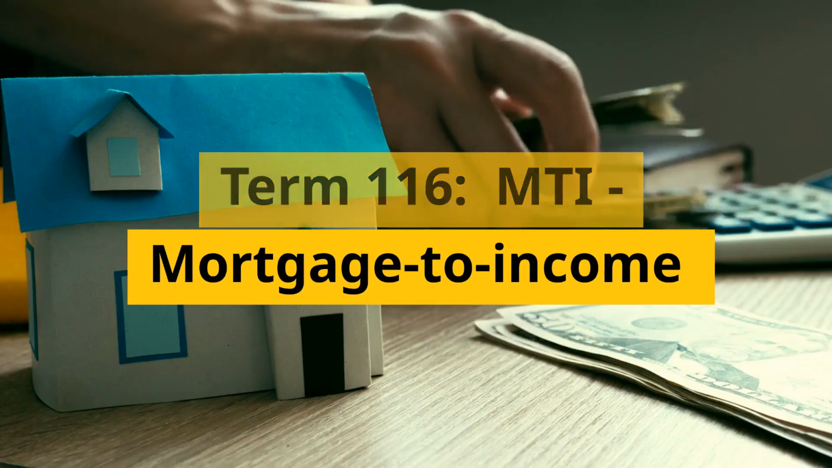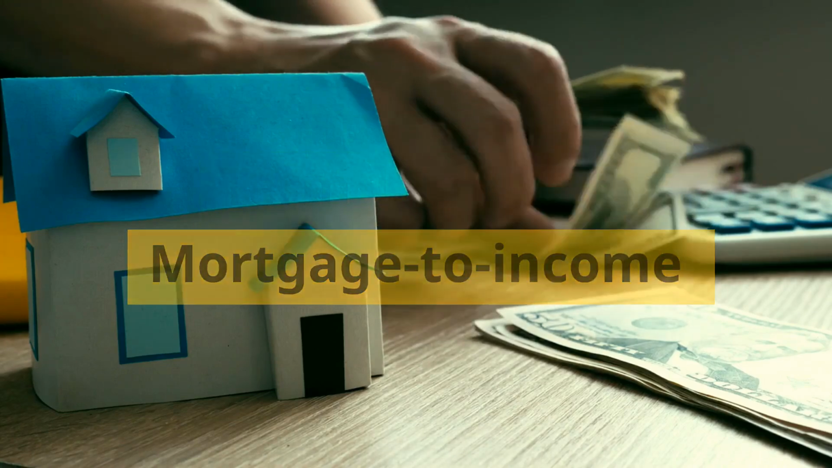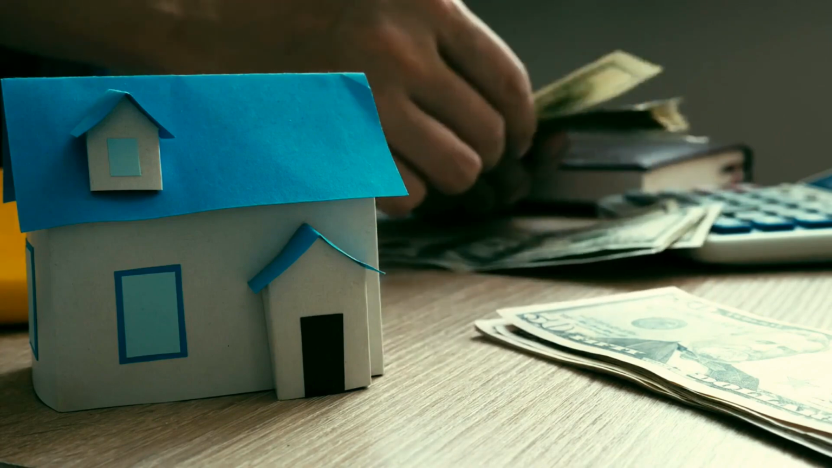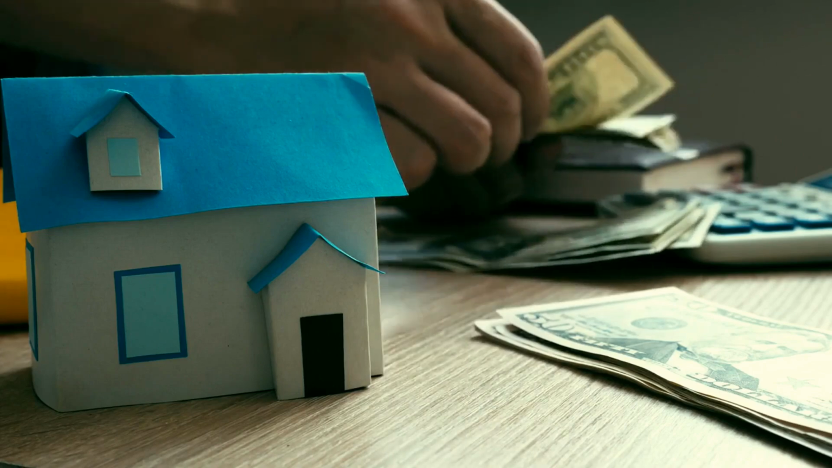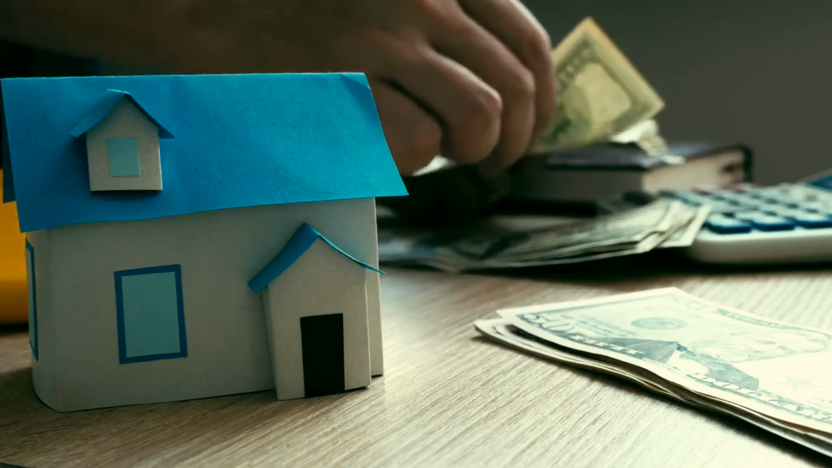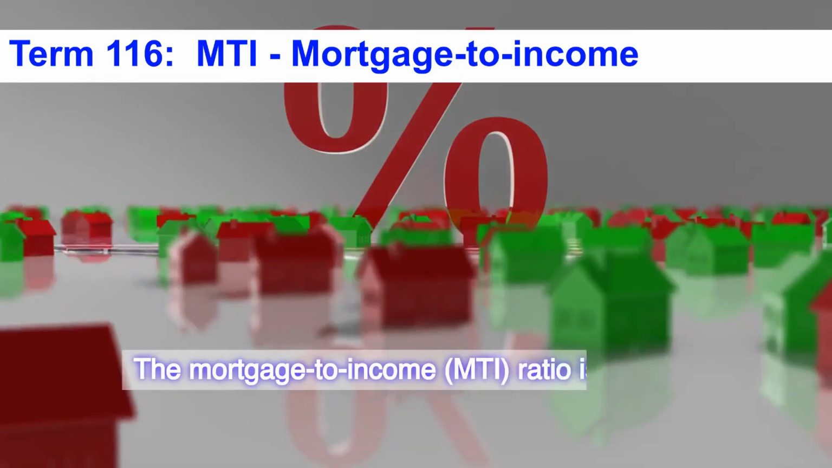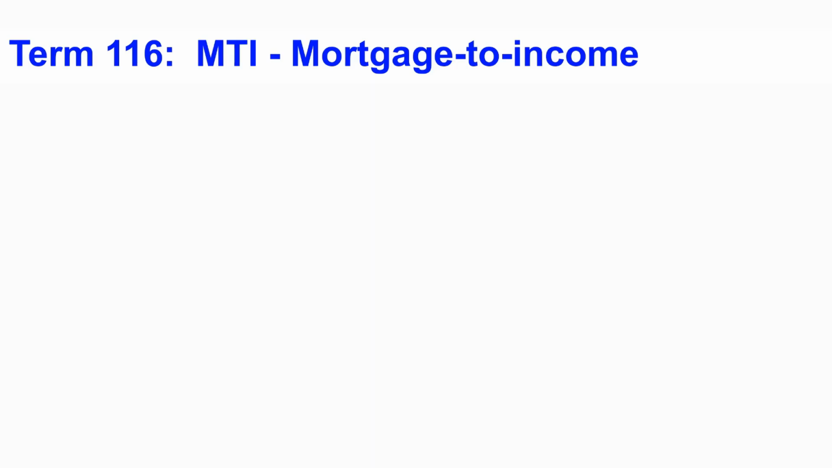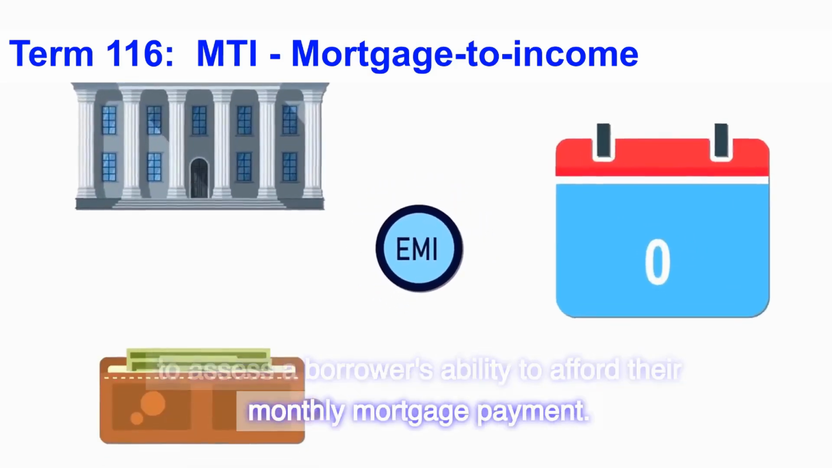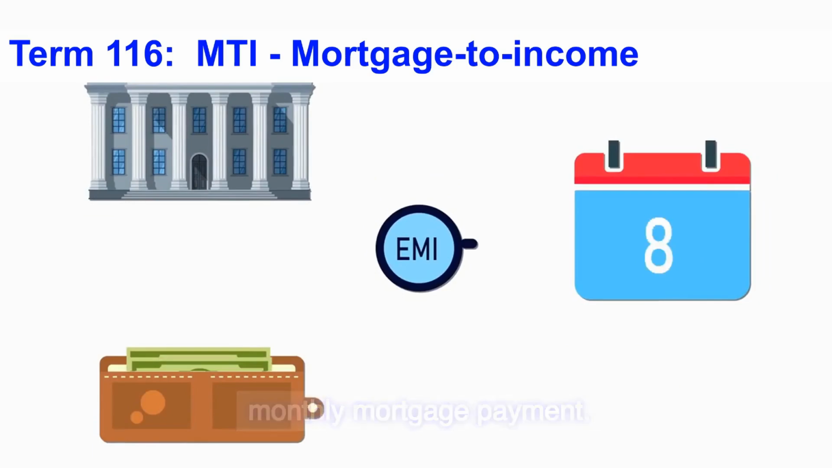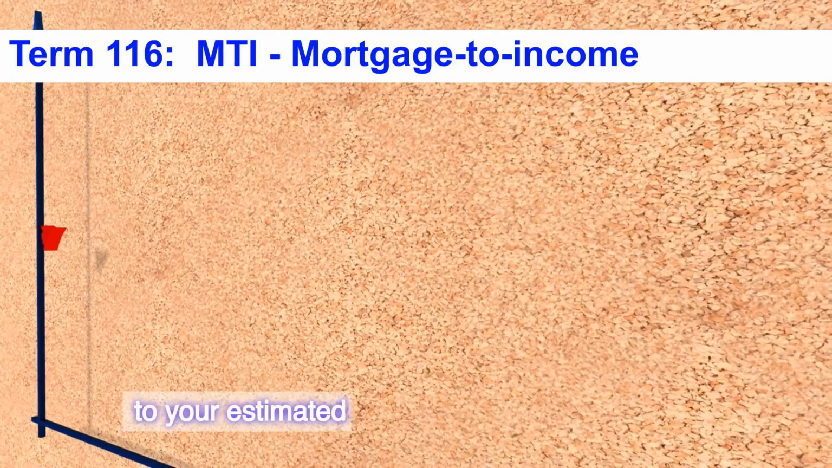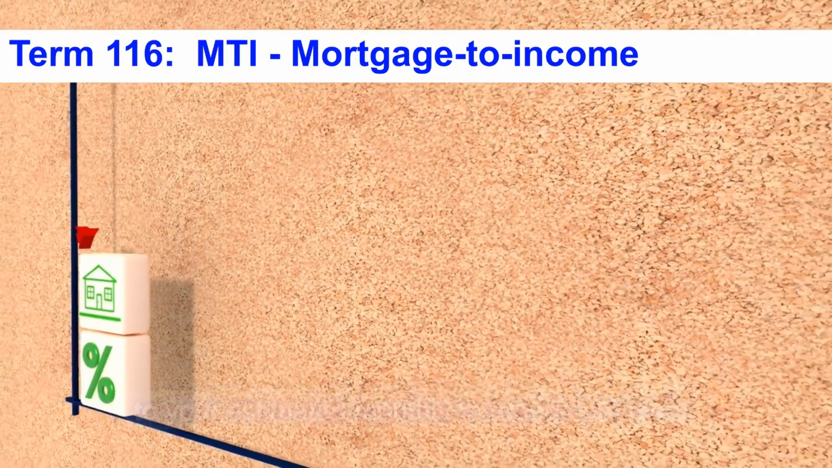Term 116, MTI, mortgage to income. The mortgage-to-income (MTI) ratio is a metric used by lenders to assess a borrower's ability to afford their monthly mortgage payment. It compares your gross monthly income, pre-tax, to your estimated monthly mortgage payment.